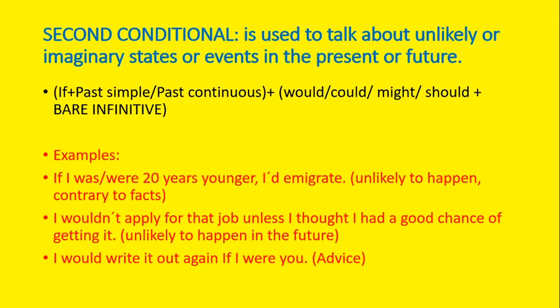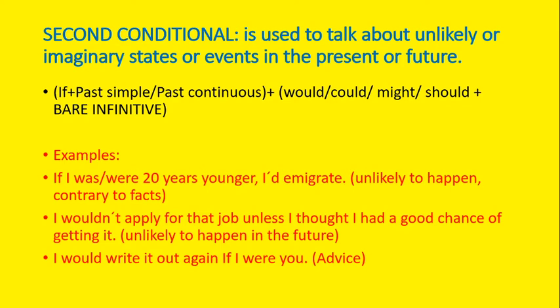For example, if I was or if I were 30 years younger, I would emigrate. I'd emigrate. As you can see, we have the modal verb contracted here, but it is the modal verb would, plus the bare infinitive. So emigrate without to. We never say I would to emigrate. That doesn't exist. That cannot happen. So I'd emigrate with the modal verb would plus the bare infinitive. I wouldn't apply for that job. Again, the modal verb but in the negative, and then the bare infinitive, apply.